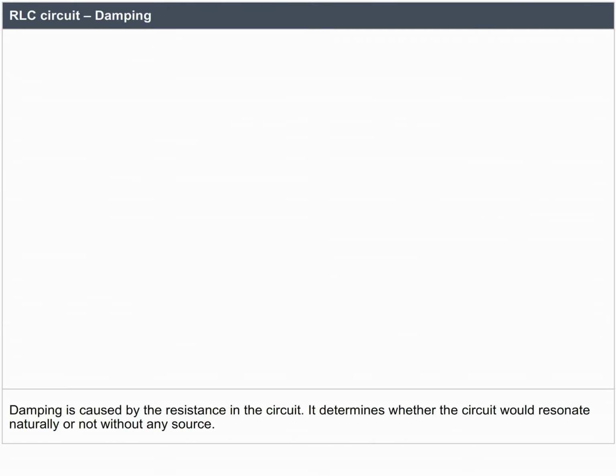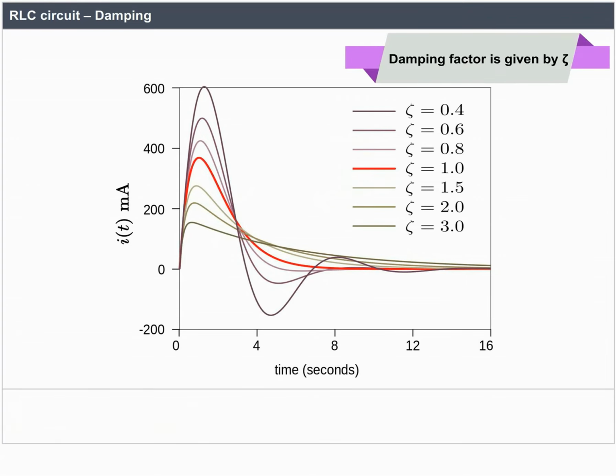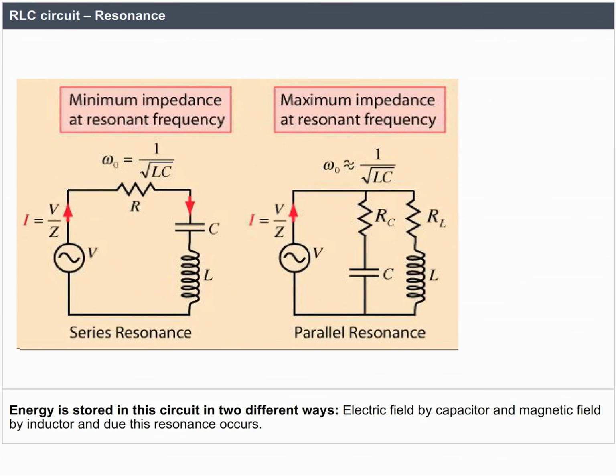RLC circuit damping. Damping is caused by the resistance in the circuit. It determines whether the circuit would resonate naturally or not without any source. Damping factor is given by zeta. RLC circuit resonance. Energy is stored in the circuit in two different ways: electric field by capacitor and magnetic field by inductor, and due to this, resonance occurs.